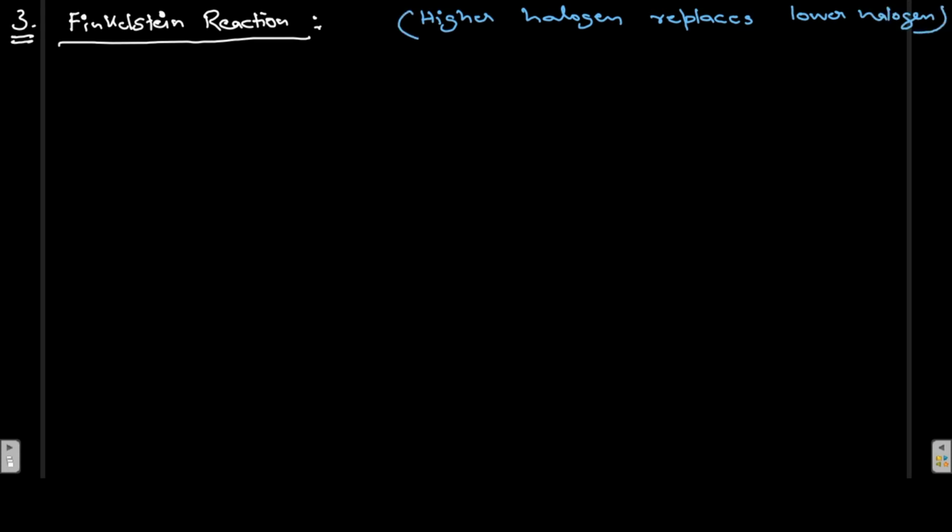We know that fluorine, chlorine, bromine, iodine are halogens. So here fluorine will be considered lower with respect to chlorine, bromine, iodine. Chlorine is lower than bromine and iodine. Bromine is lower than iodine. Fine. So you can say that Cl will be replaced by bromine, or bromine will be replaced by iodine.